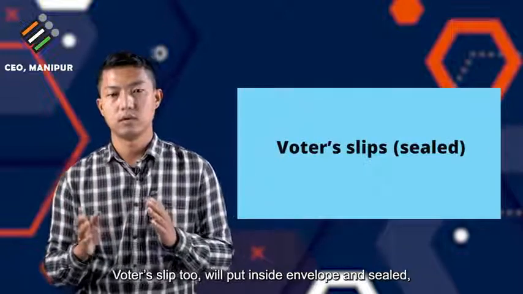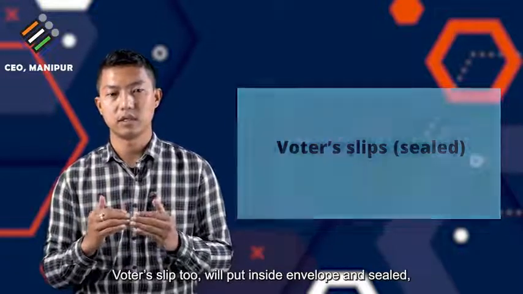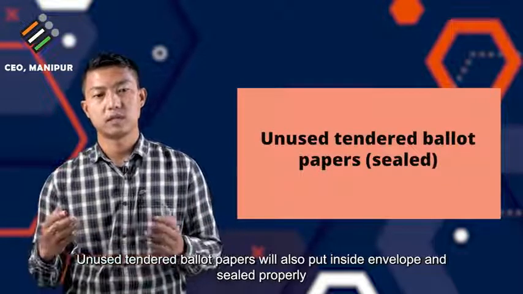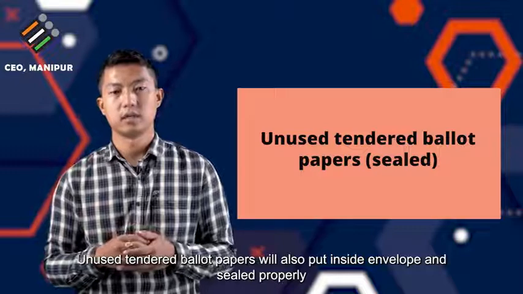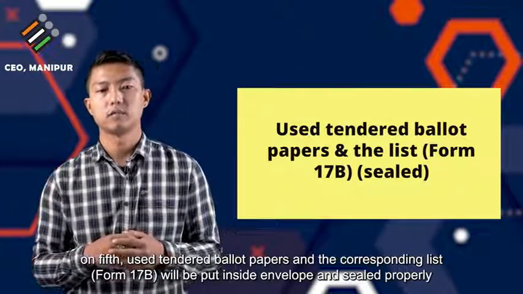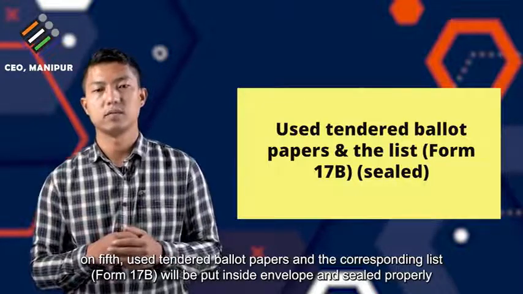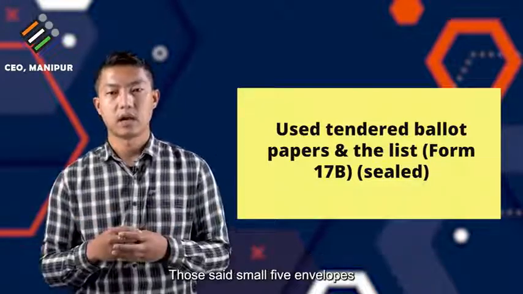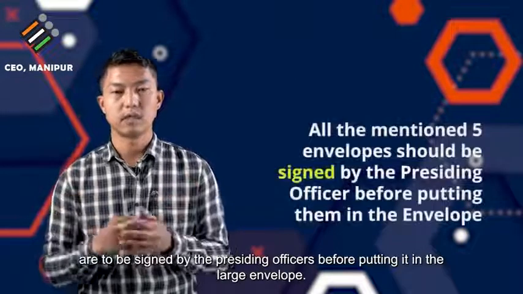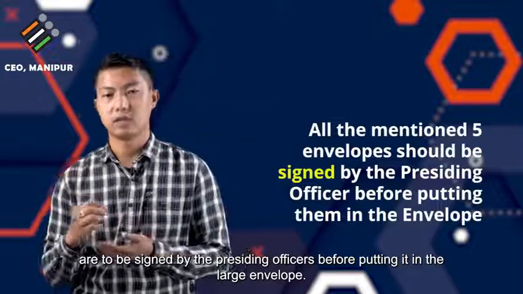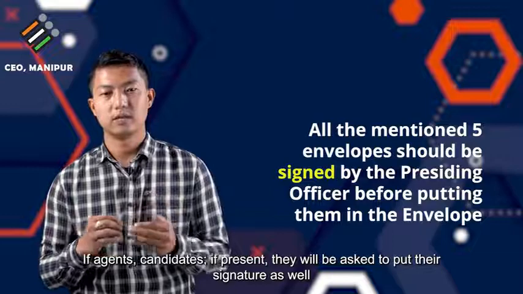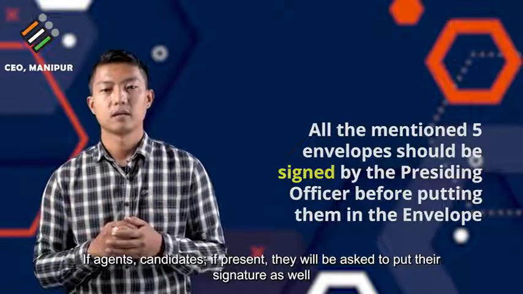Voters' slips will be put inside an envelope and sealed. Unused standard ballot papers will also be put inside an envelope and sealed properly. On the 5th, used standard ballot papers and the corresponding list, Form 17B, will be put inside an envelope and sealed properly. Those 5 small envelopes are to be signed by the presiding officer before putting them in the large envelope. If agents or candidates are present, they will be asked to put their signature as well.